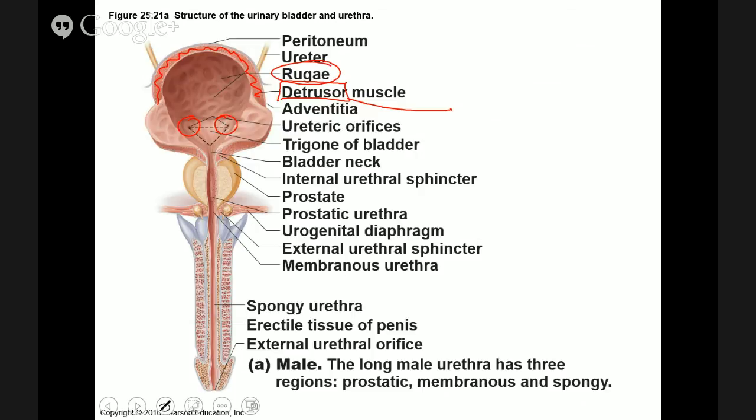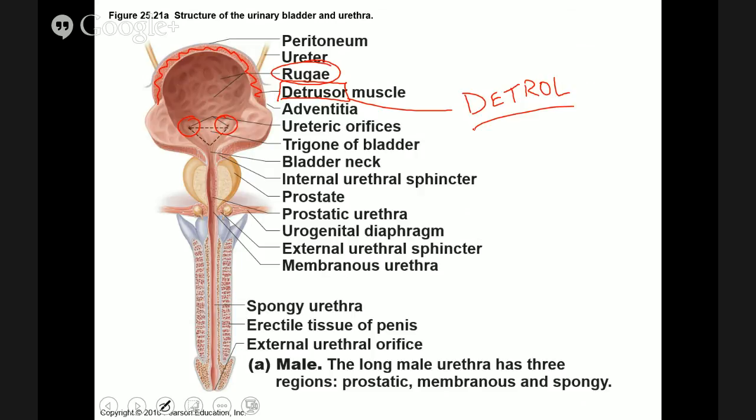I don't know if the drug is still out there, but there was a drug with a brand name called Detrol, which was designed to help people with overactive bladder. So you can see where they got the name from, right? It affects the detrusor muscle. So the detrusor muscle isn't contracting.